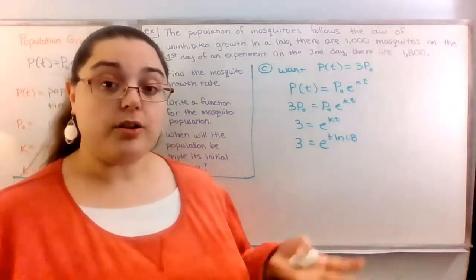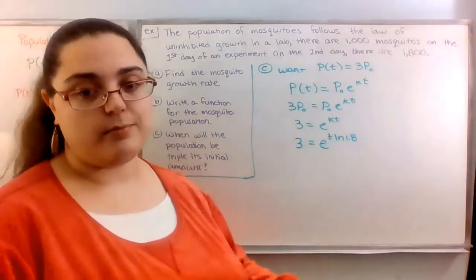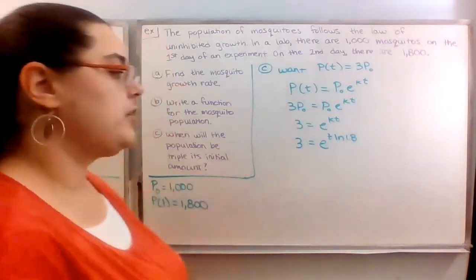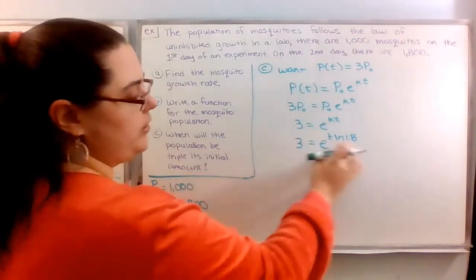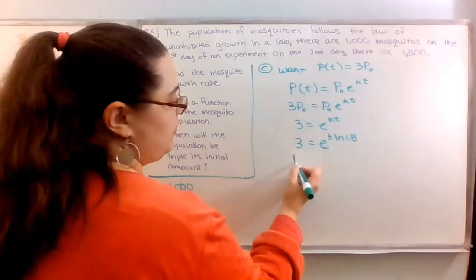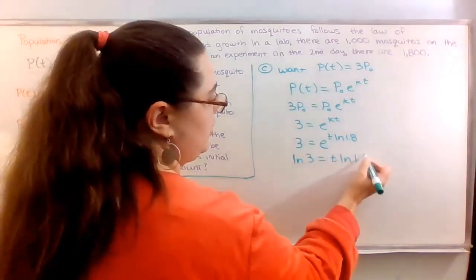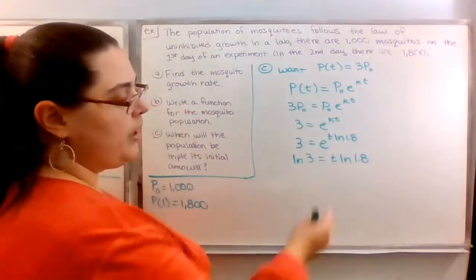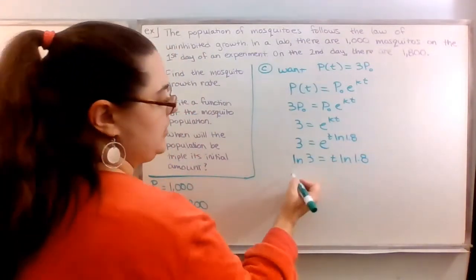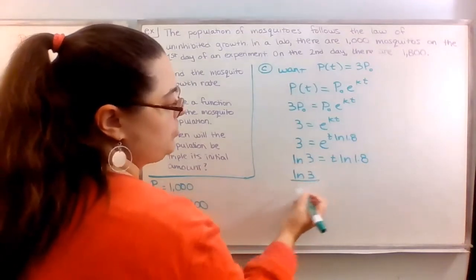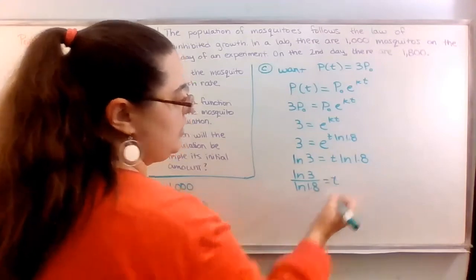And now it's up to you how you wish to solve this. I'm going to rewrite it using logarithms and proceed that way. So I'm going to write log base e, or natural log of 3, is this exponent. So I have the natural log of 3 is equal to t times the natural log of 1.8. And then we can find t by dividing by the natural log of 1.8. So we have the natural log of 3 over the natural log of 1.8 is equal to t.